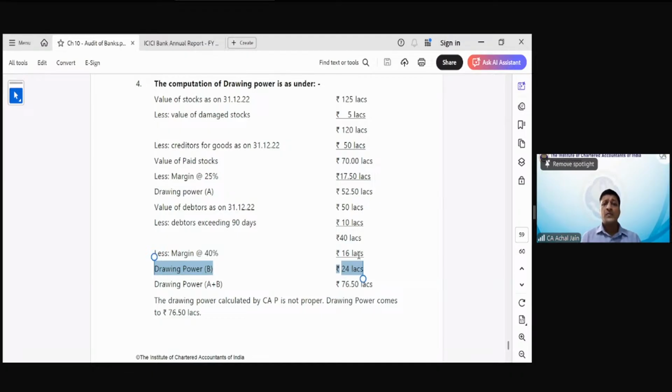So in this case, is the calculation of CAPE correct? Answer is no. His calculation is not correct. Yes or no? So what will you say? Calculation of CAPE is not correct, right? Any questions on this?